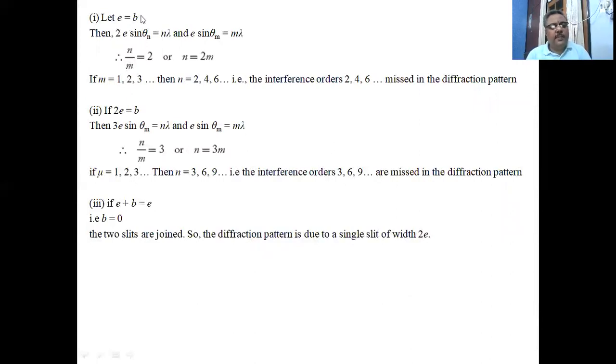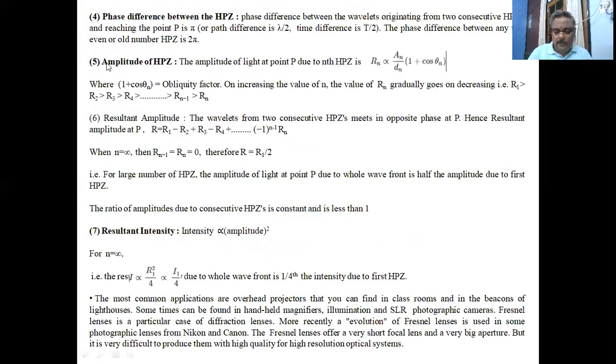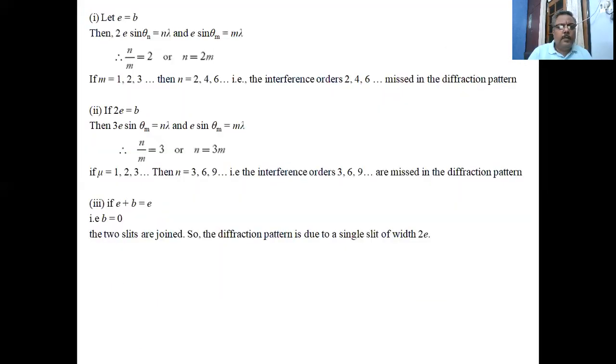Now we have three cases. When the width of the slit is equal to the width of the opaque portion, or e is equal to b, we substitute this into the expression. In that condition, the path difference becomes 2e sine theta, which will be equal to n lambda, and e sine theta for the mth minimum will be equal to m lambda. When we divide these two equations, we get n is equal to 2m. That means for n equal to 2, 4, 6, even numbers, if m is 1, 2, 3, then n will be equal to 2, 4, 6. That means the interference orders 2, 4, 6 will be missing in the diffraction pattern.